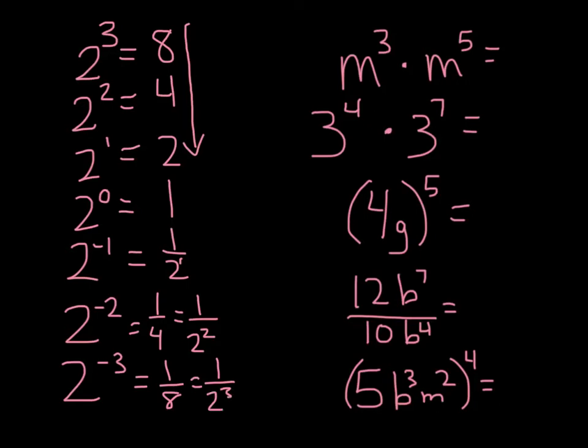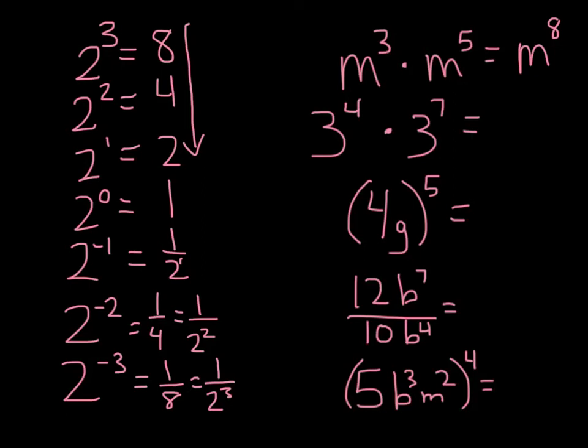So just to review some other rules that we have here, m to the third times m to the fifth. Well, that's the same base, an m, so it's still an m. I don't have 3 of them and I don't have 5 of them. I have now 8 of them. If you're multiplying exponents of the same base, you simply add the exponents.